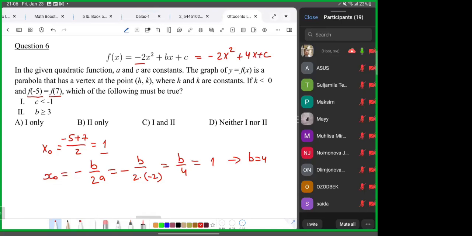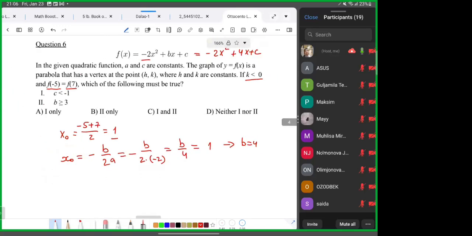Now, it turns out the x coordinate of the vertex is less than 0, so we can make a conclusion here. What is k? K is the y coordinate of the vertex. When you plug in h, let's plug it in: -2 times 1 squared, plus b, which equals 4, times 1, plus c. It is less than 0 according to the problem.